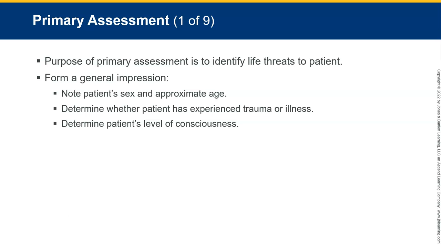So we want to form a general impression. We want to get the sex and approximate age, so whatever, 32-year-old male. Your impressions can help you determine whether the patient has experienced trauma or illness. If you see somebody with a bunch of road rash on them and they're on the side of the highway, probably safe to assume that they were in some trauma.